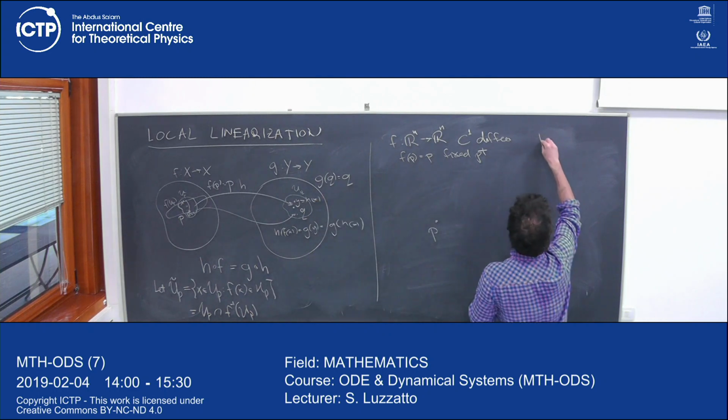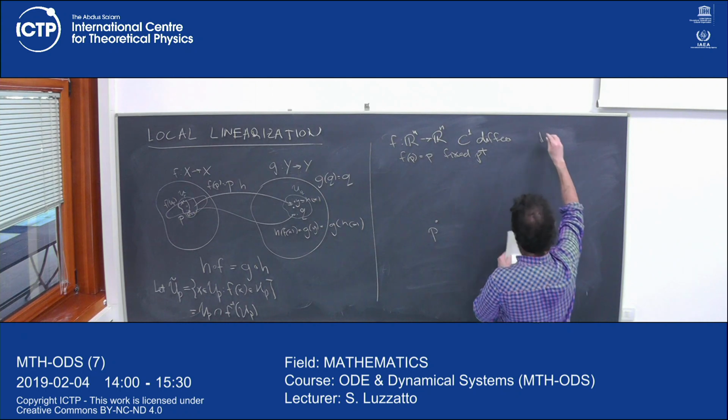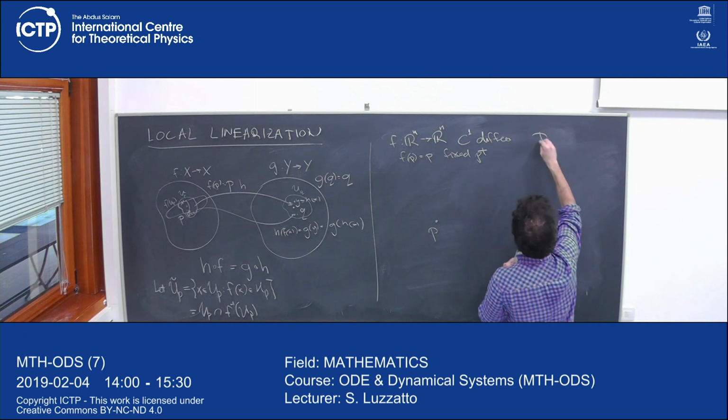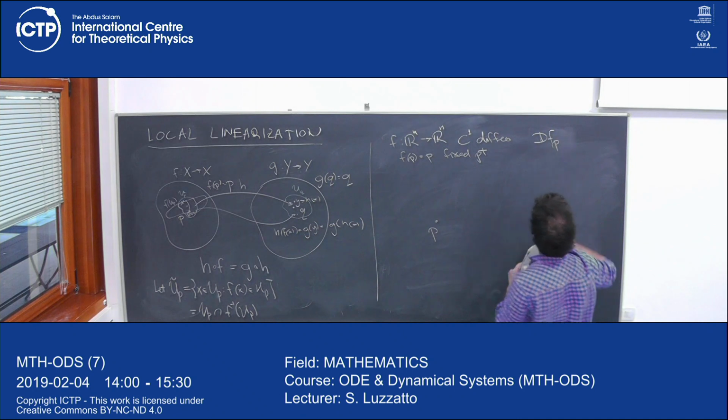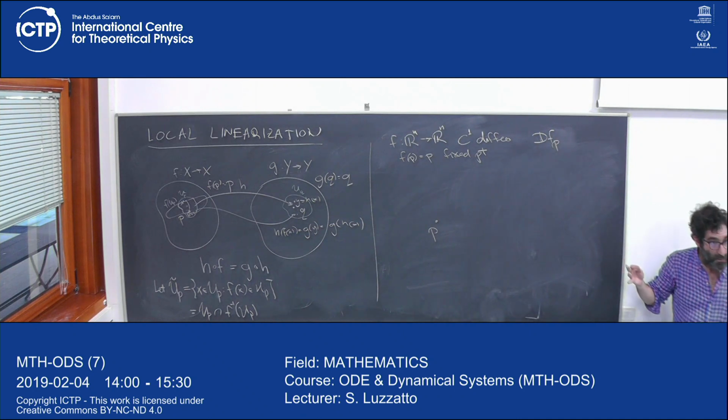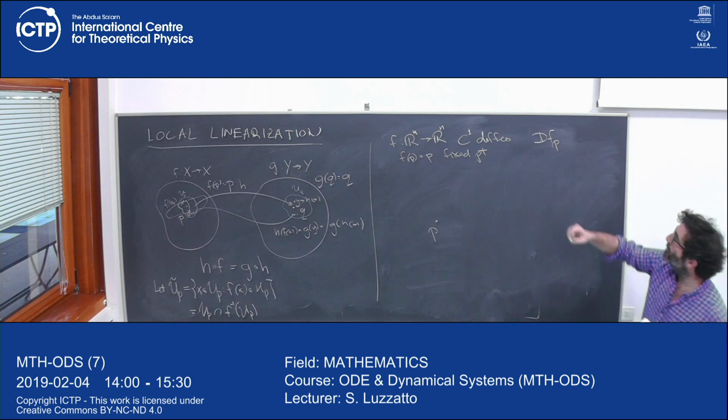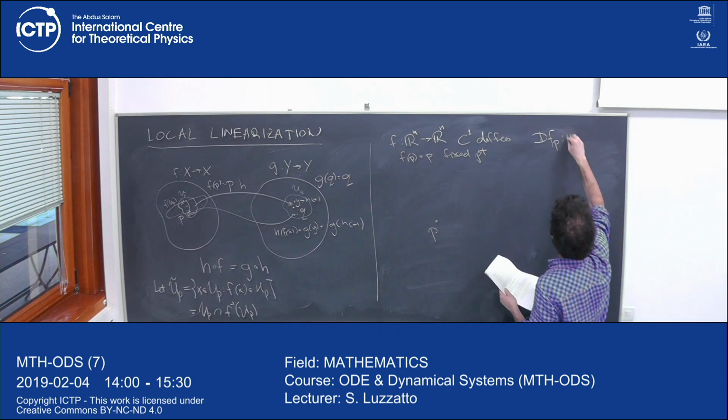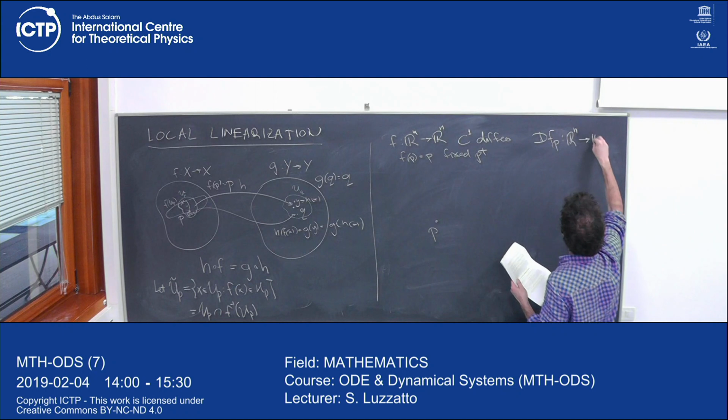So let df of P be an n by n matrix, right? Which is a linear transformation. So this map is itself a linear map. Okay, so this is also a map from Rn to Rn.